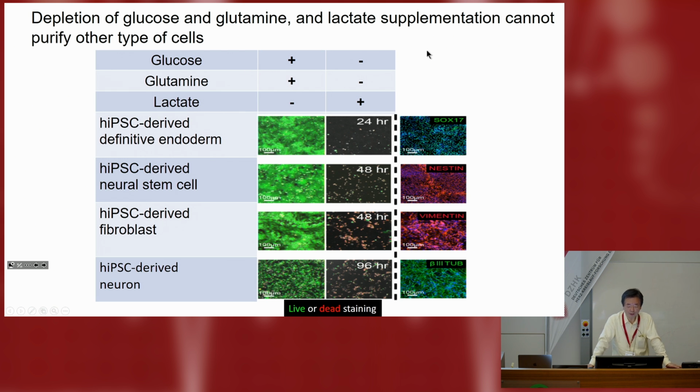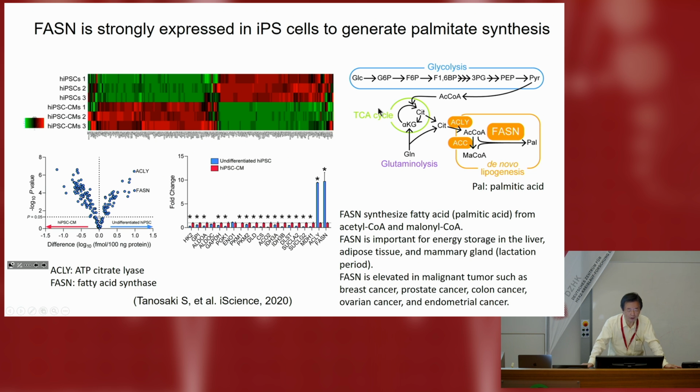This slide shows the immunofluorescence staining, live or dead staining of the human iPS cell derived definitive endoderm, neural stem cells, and fibroblasts and neurons. As you can see in the left panel, this is a regular cell culture method. These cells can survive. But after changing this medium into glucose-free, glutamine-free, and lactate-supplemented media, these cells will die. So depletion of glucose and glutamine and lactate supplementation cannot purify other type of cells. So what should we do?